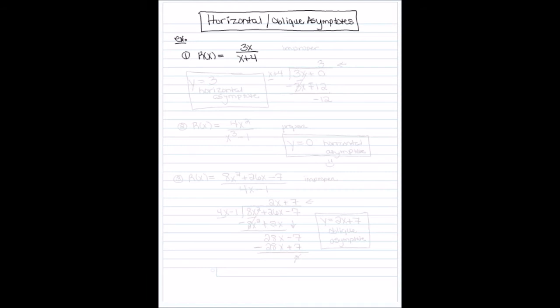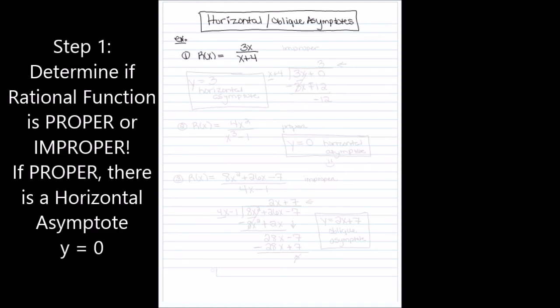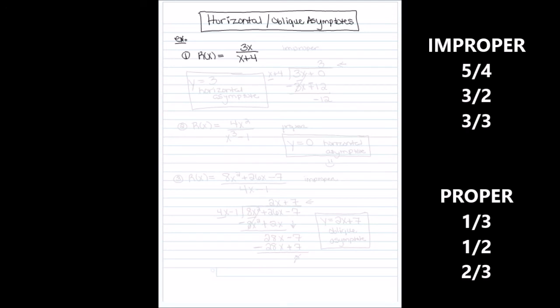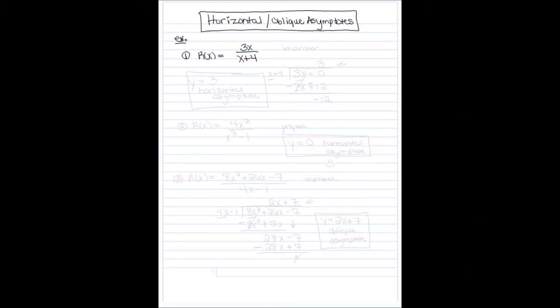And your first step, we need to know whether this rational expression is proper or improper. So if you think about proper versus improper fractions, improper is where the numerator is greater than or equal to the denominator. So like 5 over 4 is an improper fraction. 3 over 2 is an improper fraction. 3 over 3 is also an improper fraction. Versus a proper fraction will be like 1/3, 1/2, 2 over 3, where the numerator is smaller than the denominator.